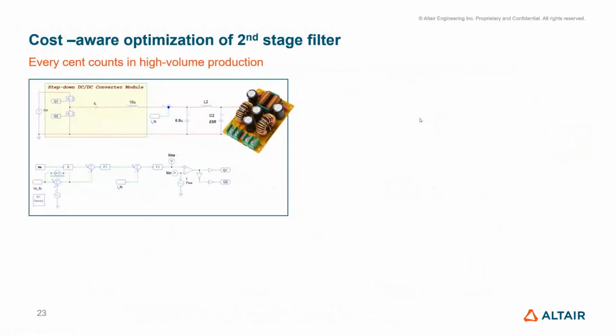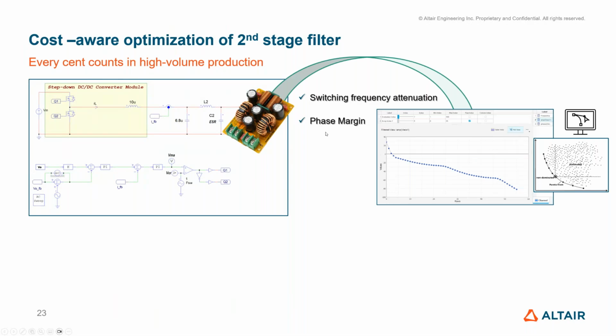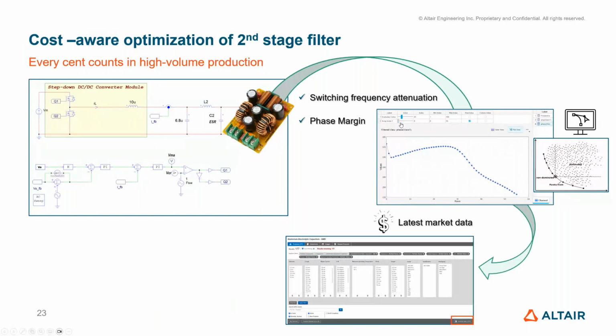Then other things you can do is optimization. We already did a webinar for the cost-aware optimization of a second stage filter. Basically, you can put goals like the switching frequency attenuation and phase margin. HyperStudy will run several simulations. It can also run frequency domain, as you can see here. And you can iterate between each result. So you can actually see it inside HyperStudy and see what is wrong and directly open it and fix it from the GUI. And then you can also include other files like Excel files, or you can connect a Python API from your supplier inside HyperStudy to bring in the price of your filter components, for example.